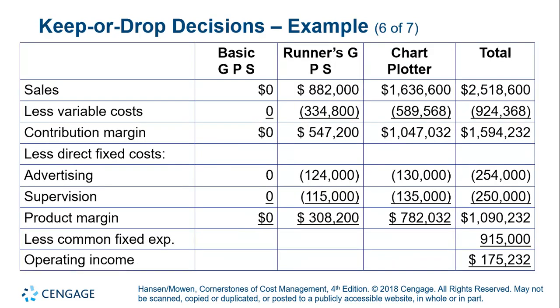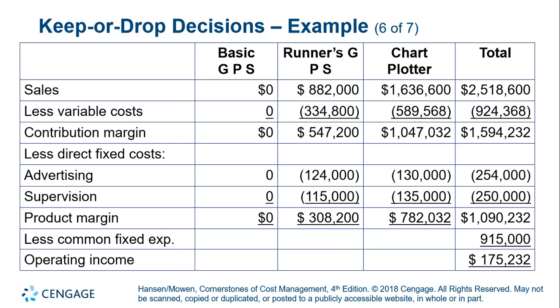Now, the keep or drop decisions. Example, we have the sales, then the variable cost, and then we have the CM. We have all of this. Example here for the runner GPS. In other words, it will end up with a lower amount of net income because, as stated, the volume of the runner GPS will reduce. That's if you are using the runner GPS.